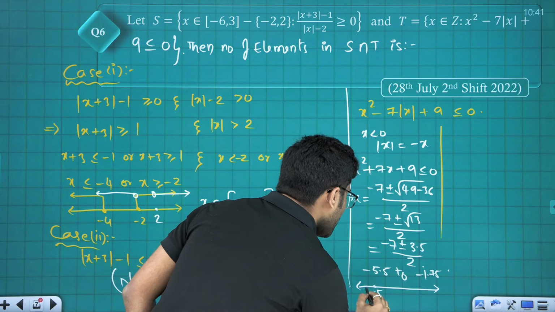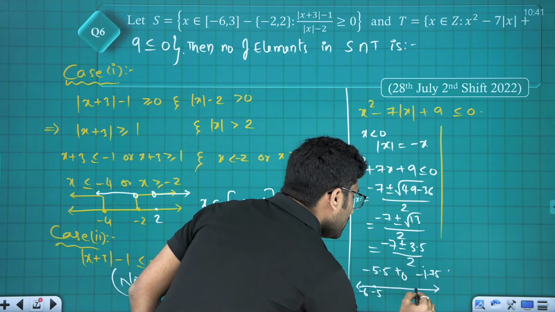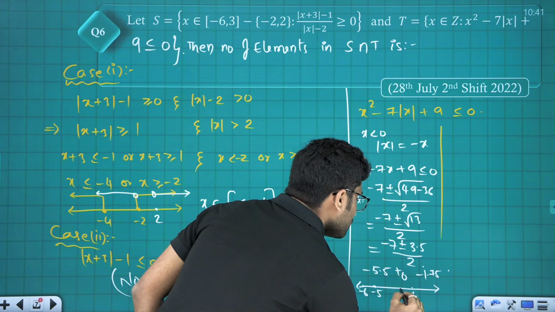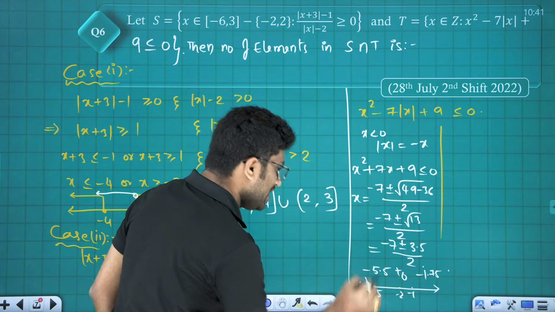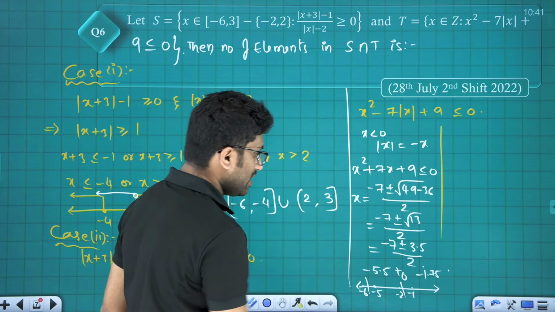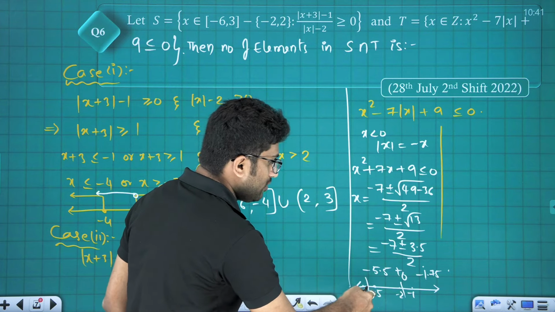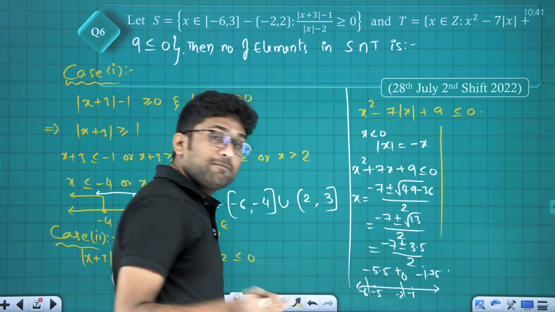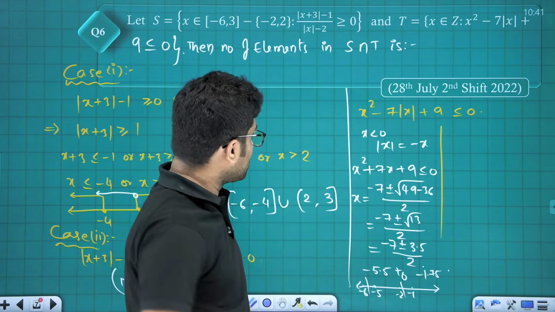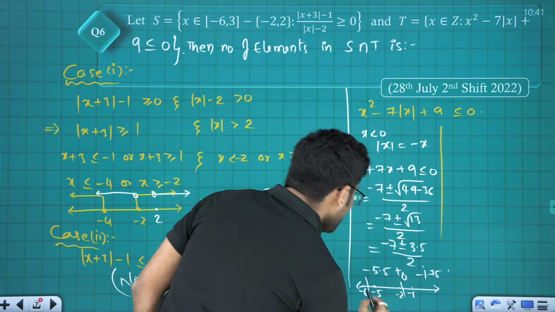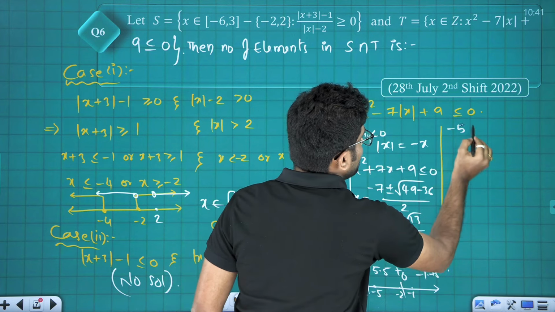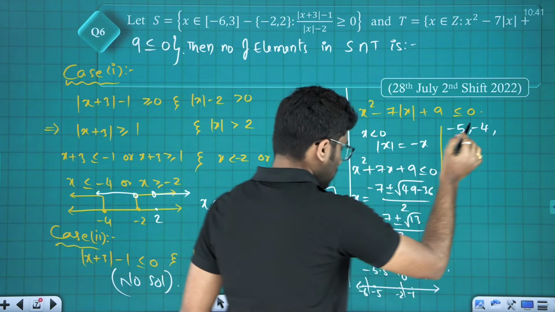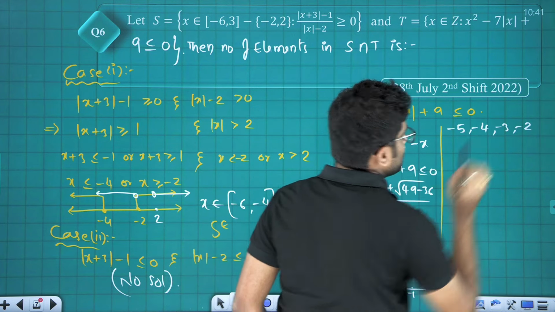See, this is minus 5, minus 6 and minus 1, minus 2. Clearly, minus 5 point something will lie here, minus 1 point something will lie here. So what are all the integers we have in between these two? Minus 5, minus 4, minus 3, minus 2. Clear? So we can take integers in this as minus 5, minus 4, minus 3, minus 2.